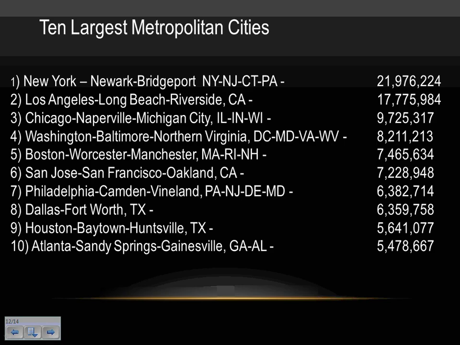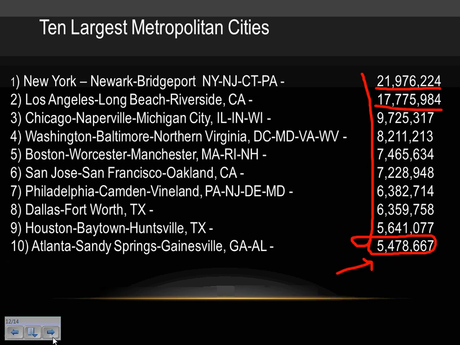Now this is kind of an interesting list here. These are the top 10 metropolitan areas. This includes a 4-county area: New York, New Jersey, Connecticut, Pennsylvania. Counties in those areas are represented by this 21 million. Los Angeles, 17 million. If you take these top 10 cities or metropolitan areas, I want you to take a look right here at this 5 million number. 5,400,000.